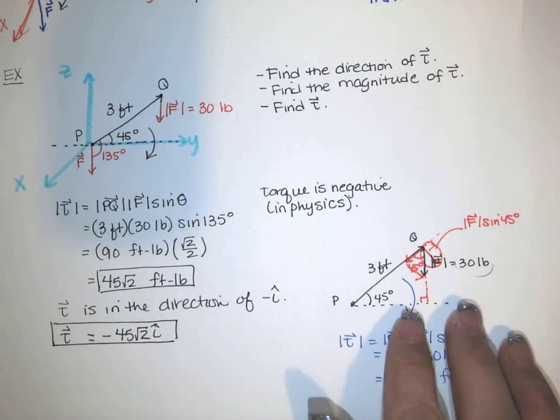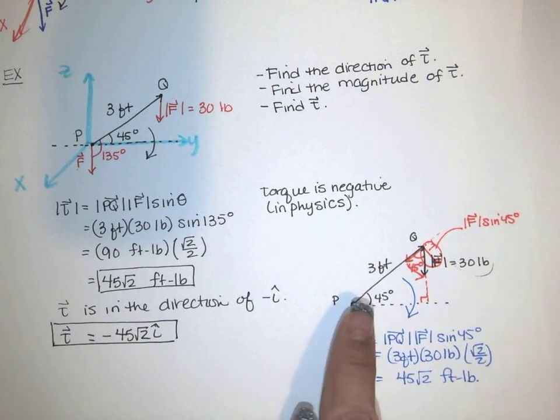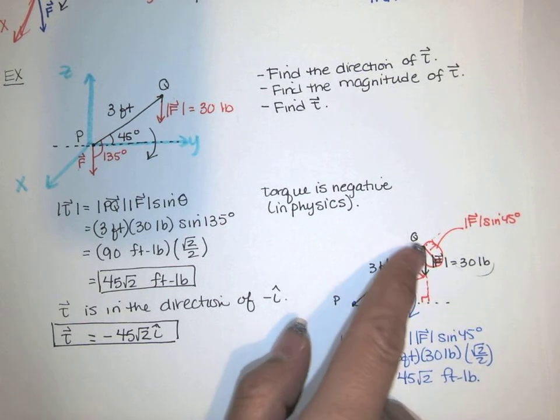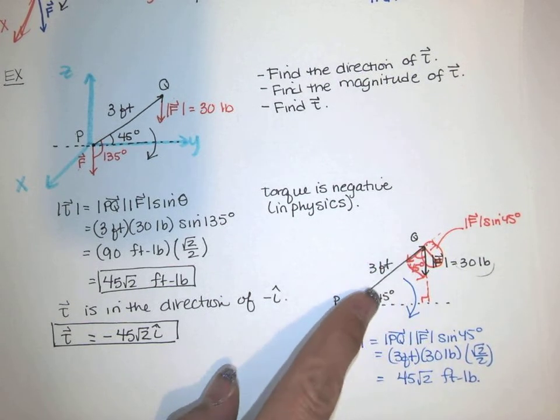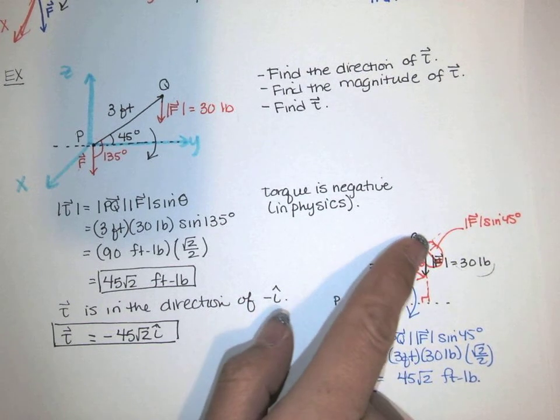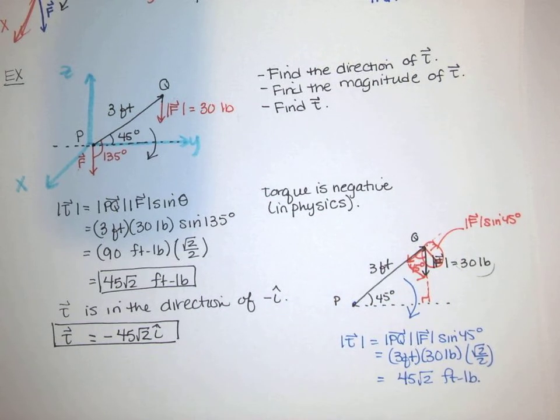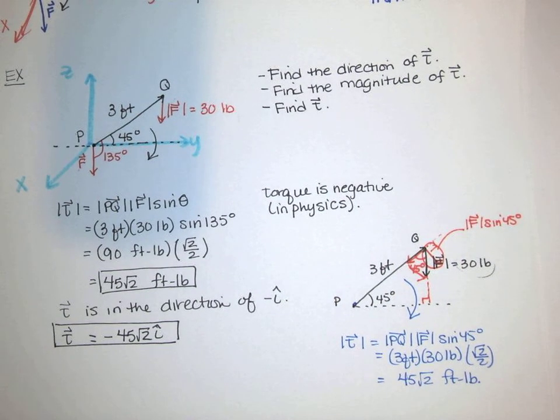This is a more physical way of doing it, just looking at the part of the force that's acting perpendicular, because that's the part of the force that is actually causing the rotation. We can do that. So that's another way.